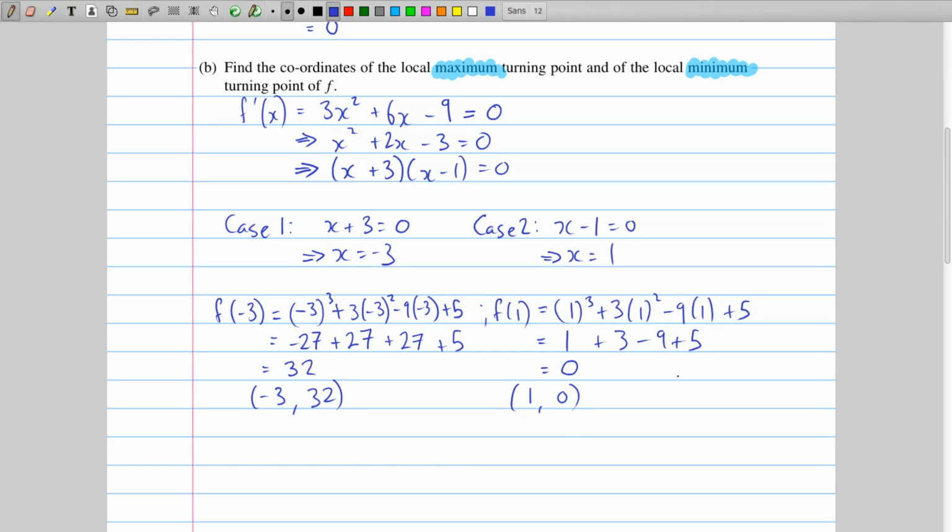And so which is the maximum, and which is the minimum? Well, the 32 in this first coordinate indicates that it's higher up than the other one, so you can imagine that it's going to be a maximum. So this one is the maximum, and this one is the minimum. So we have the coordinates of the local maximum, minus 3, 32, and the local minimum is 1, 0.